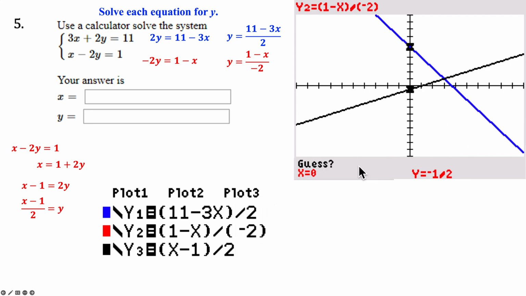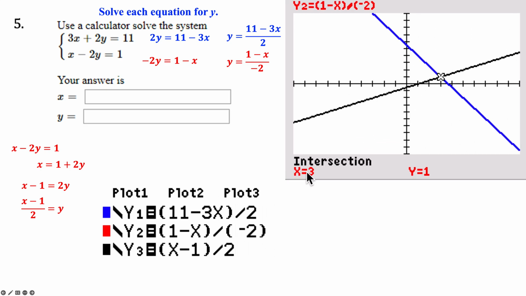Hit enter. Then it's going to ask you to make a guess. Well, they say move your cursor close. Now you don't have to move it. Only if you have more than two intersections, which we won't. Just hit enter on the guess, and 3, 1 is my solution. That's my ordered pair. Oops, forgot to put my 1 in the box there. All right, so that's how we solve by graphing.